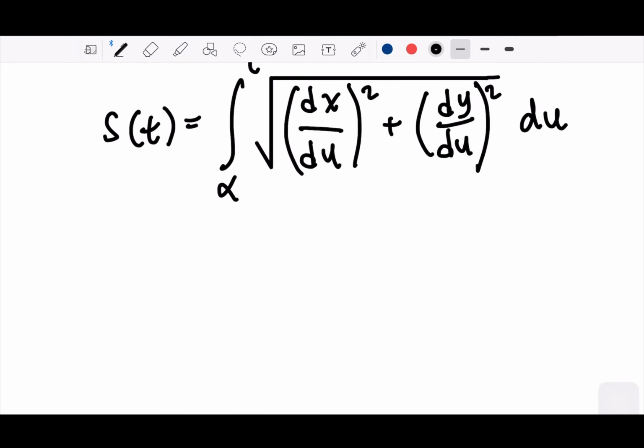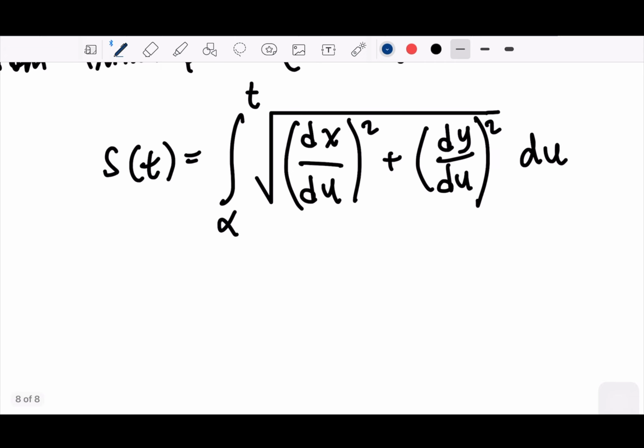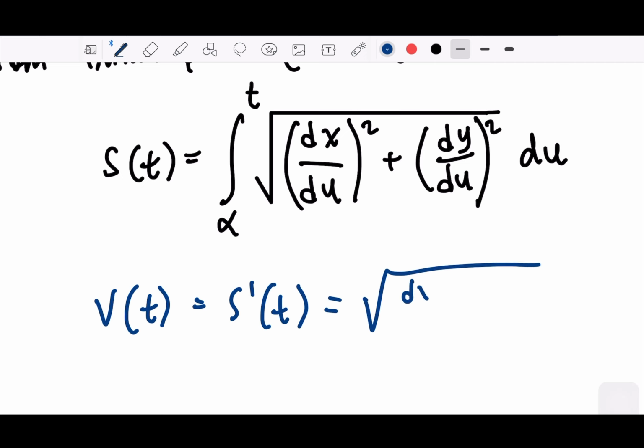Now, just some notes here. If we are going to think of s as a distance in physics, we can get the velocity as s prime, and we can get it directly from these terms.